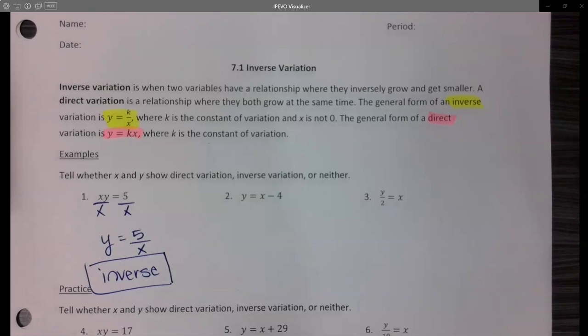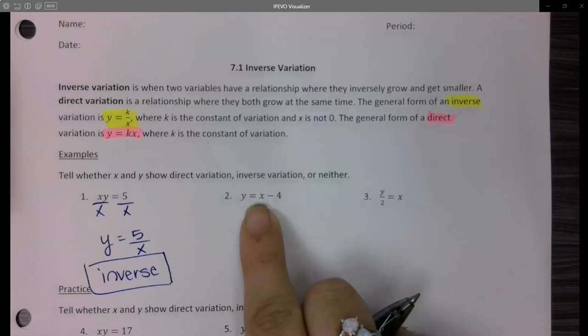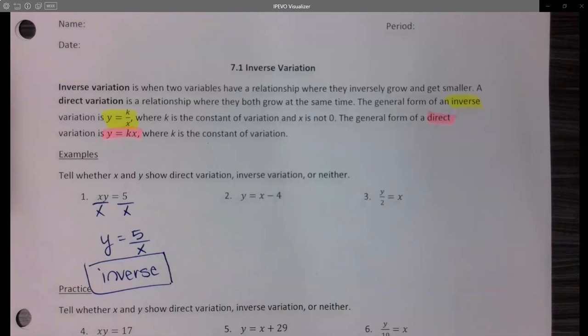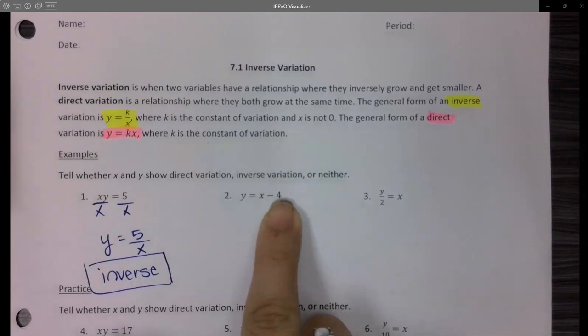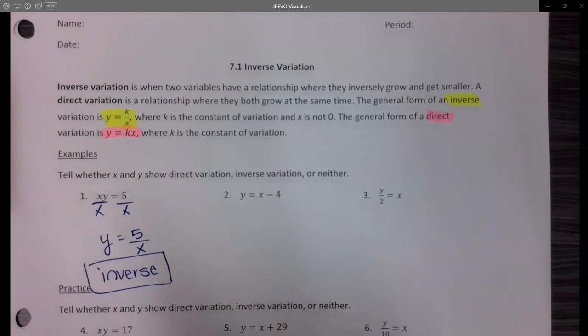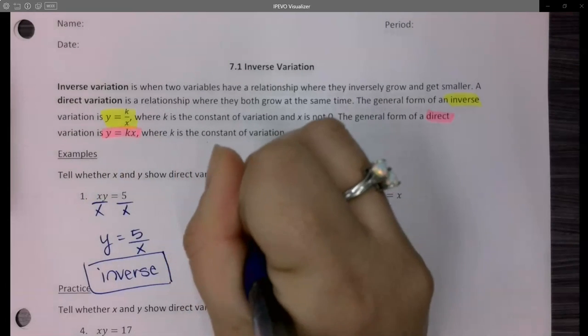Okay. On number two, this one is already y equals. Does it look like yellow, pink, or none of them? No, because you see how it has an extra number at the end? These don't have extra numbers at the end. So this one is neither.